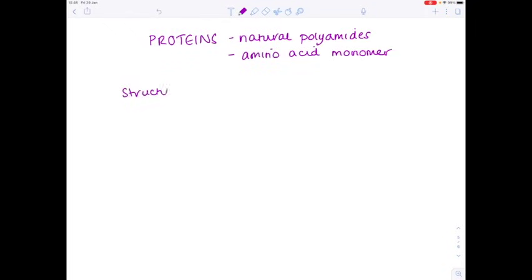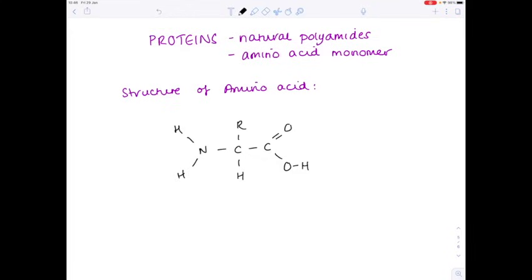Now proteins, we've talked about polyamides. Proteins are natural polyamides, and the monomer from which they're formed is the amino acid. So let's draw the structure of an amino acid now. It has a central carbon atom, a carboxylic acid functional group, the amine functional group, and then importantly it has an R group which is variable, and that gives the huge diversity of amino acids that exist within the natural world. So the R is different types of side chain.